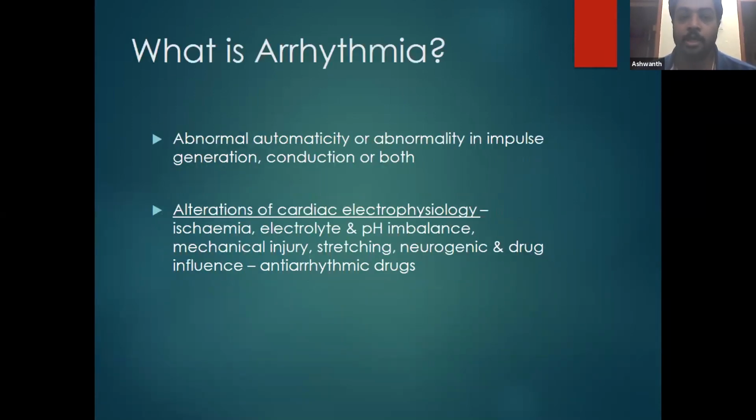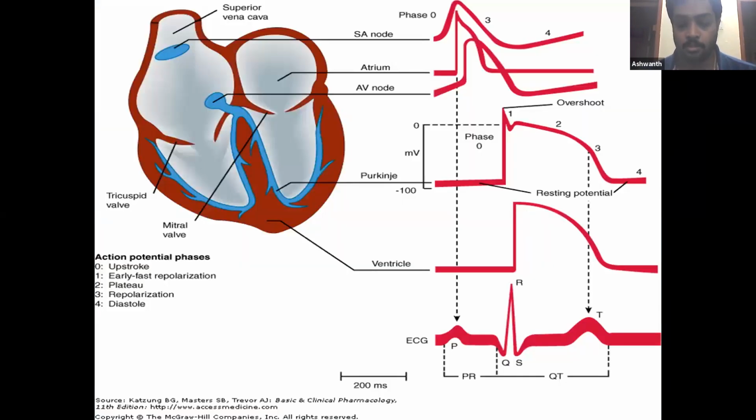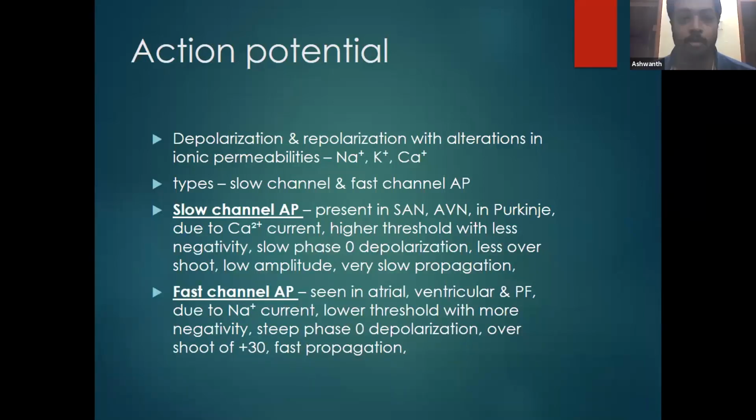So what is arrhythmia? Arrhythmia is abnormal automaticity or abnormality in impulse generation, conduction, or both. These abnormalities are due to alterations of cardiac electrophysiology, which may happen due to ischemia, electrolyte and pH imbalance, mechanical injury, stretching, neurogenic factors, and drug influences like the antiarrhythmic drugs. First, let's know the basics about the action potential. Action potential happens because of depolarization and repolarization with alteration in the ionic permeabilities of sodium, potassium, and calcium channels.